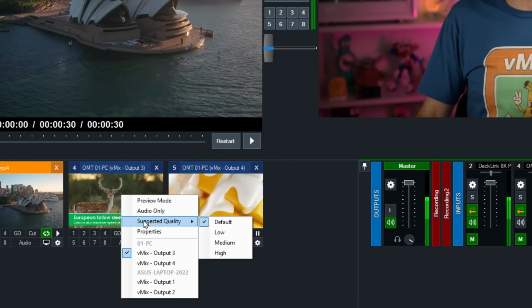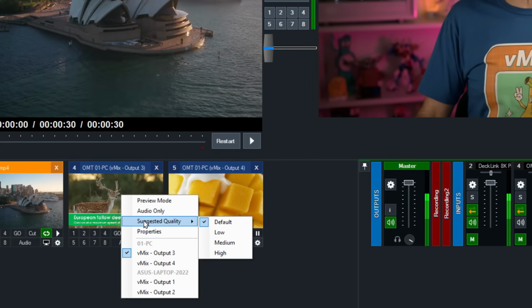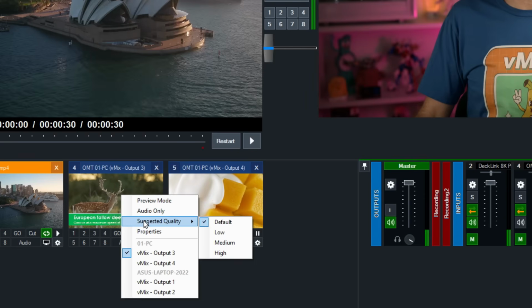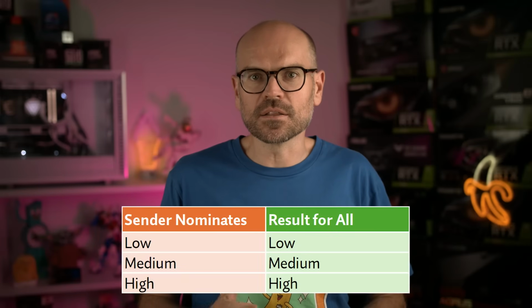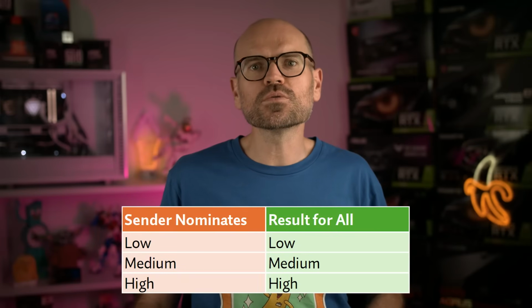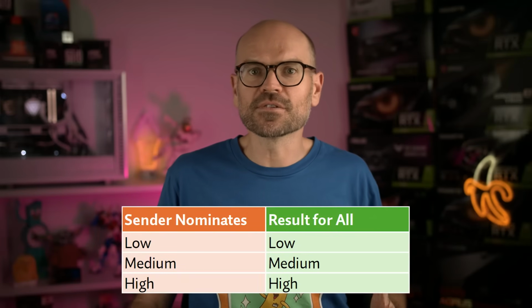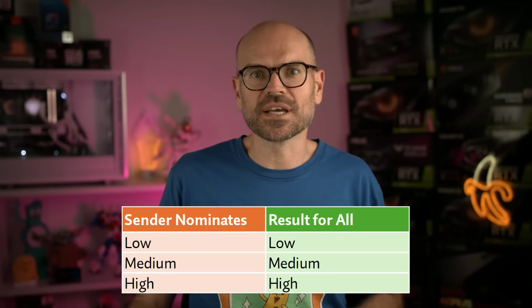OMT can be set to low, medium, or high quality. Head to omt.video to see the bandwidth requirements of each. The sender is in charge of quality, but receivers can also suggest a desired quality. Here's how it works. If the sender specifies a quality, be it low, medium, or high, all receivers will get this quality, regardless of what the receivers suggest.